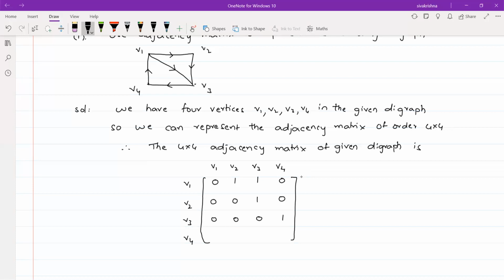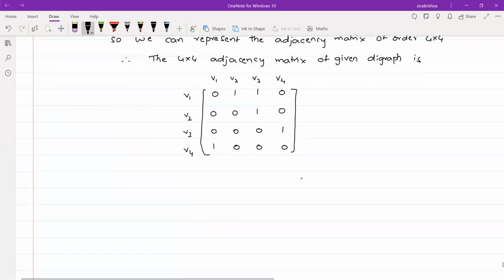Coming to the last row, that is V4. From V4 to V1, yes, we are having an edge, so we have to write 1. From V4 to V2, we are not having an edge. From V4 to V3 also we are not having an edge. From V4 to V4, there are no self loops, so we have to write 0. So this is the required adjacency matrix corresponding to the given digraph. In this way, we can write the adjacency matrix corresponding to the given digraph. Okay, right. Coming to the next problem, the second one.